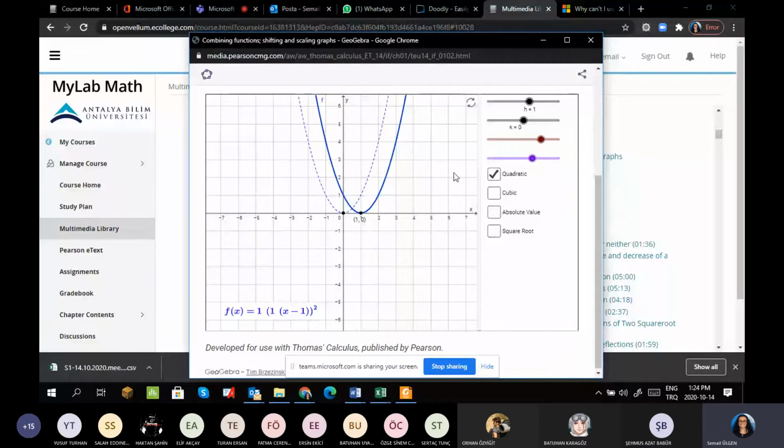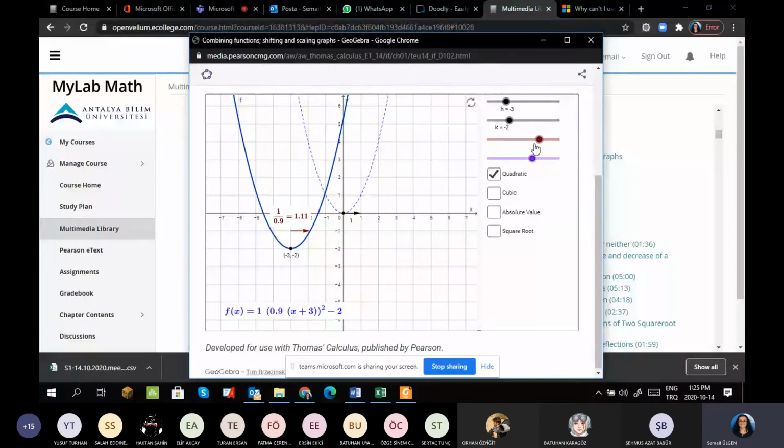If h is positive, you go to the right. If h is negative, on the other hand, you go to the negative side. So this is about shifting to the right and left. How about k? k is about shifting up and down. Look, k is this one. k is 2 now. k could be negative as well. It's shifting 3 units down. Let's make it negative 2.